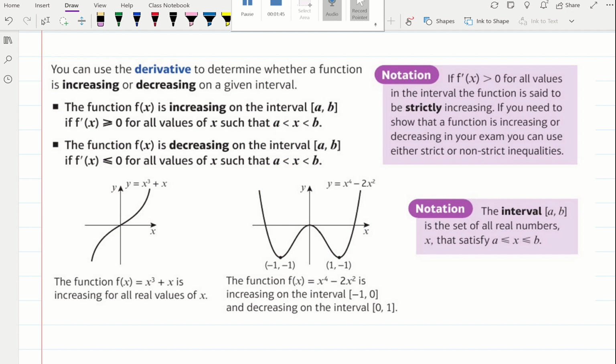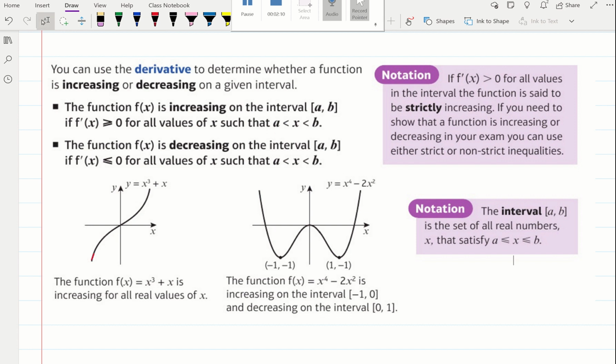And what they've said is if you need to show that the function is increasing or decreasing in your exam, you can use either strict or non-strict inequalities. So you can write them with an equal sign, or you can write them without an equal sign. They're not going to take off any marks if you use either of those. And they've given two examples.